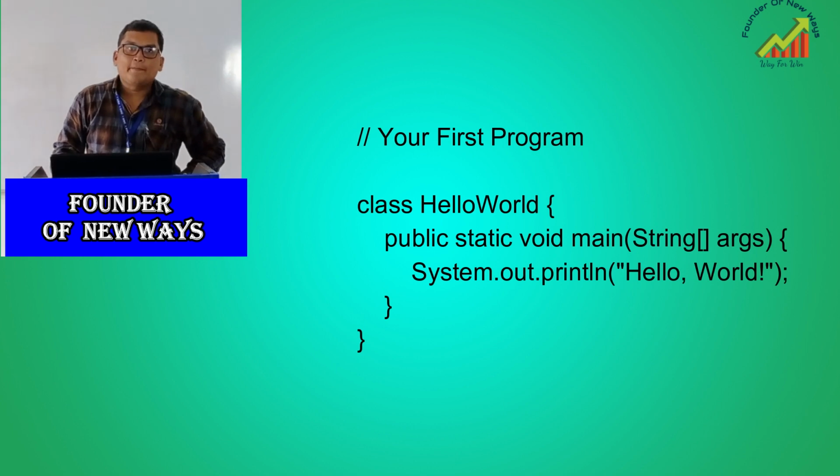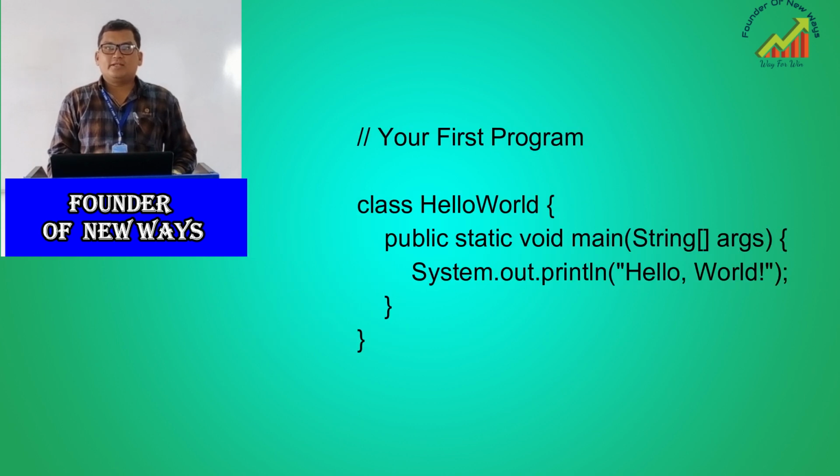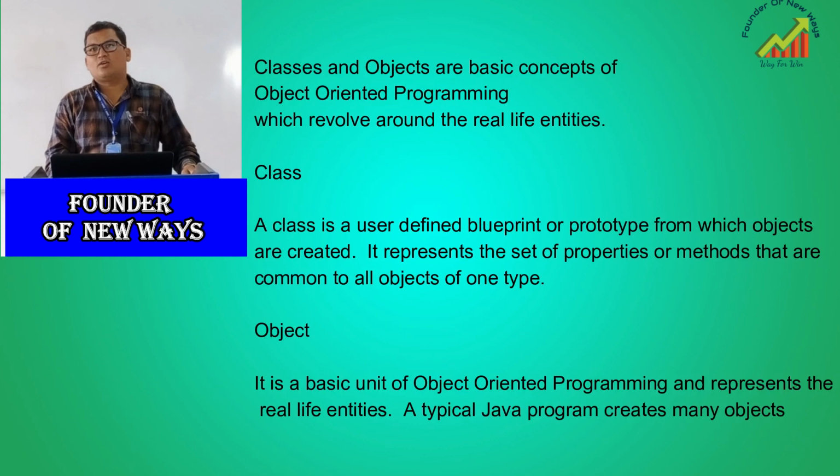Okay. So Java is an object-oriented language, a language that has object-oriented features. You all know that Java supports the following fundamental concepts: polymorphism, inheritance, encapsulation, abstraction, classes, objects, instance methods, and message passing. In this video, we will look into the concepts of classes and objects.